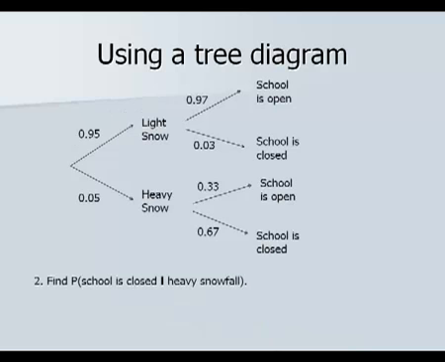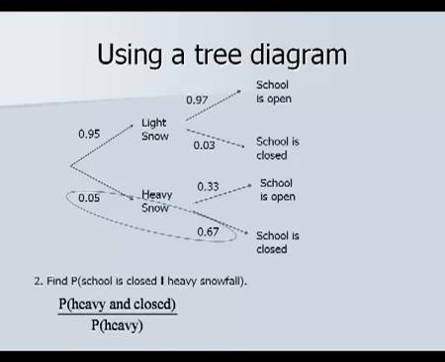Number 2 asked us to find the probability that school is closed given that it was a heavy snowfall. We're focusing on the bottom part of our tree diagram, and the formula tells us that we do the probability of both events, heavy and closed, divided by the probability of the given, which is the heavy snowfall. The probability of both events occurring is 0.05 times 0.67, that's the top of the fraction, divided by the probability of the given, which is the heavy snowfall.